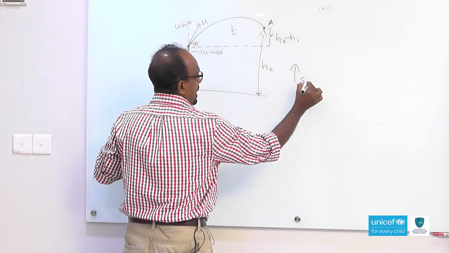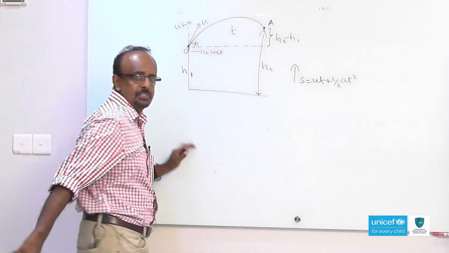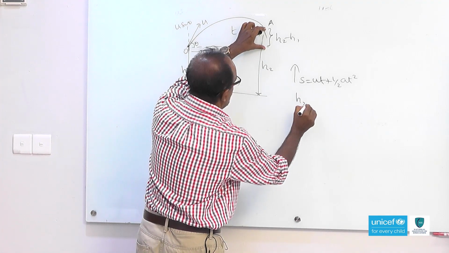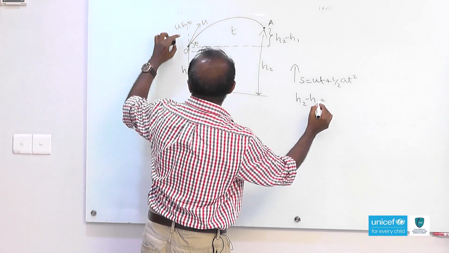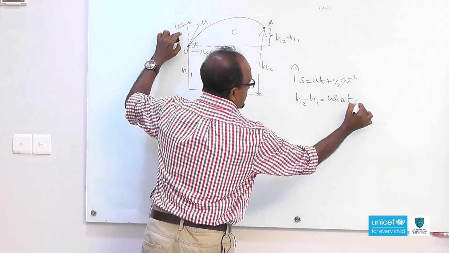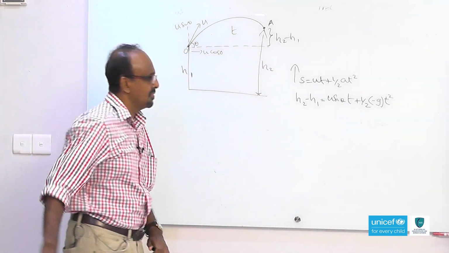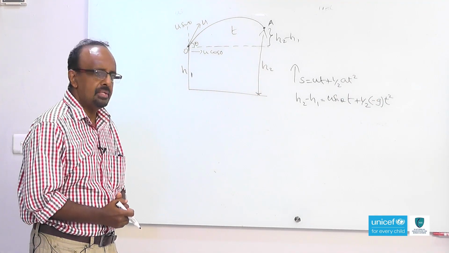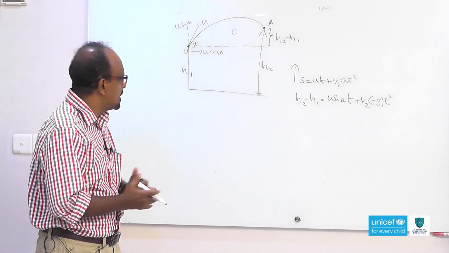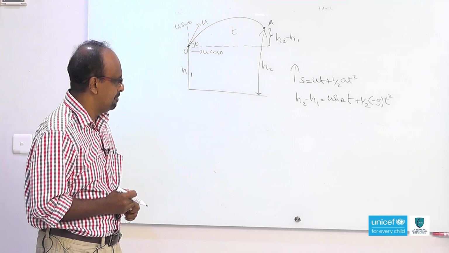Then we can apply the equations of motion. We can use s equals ut plus half at squared. So, s we can use here as h2 minus h1, then u will be u sin theta, t, plus half minus g t squared. So, if the values are given, the unknown quantity you can find. So, these are the projectile questions you can get. All the forms I have explained.